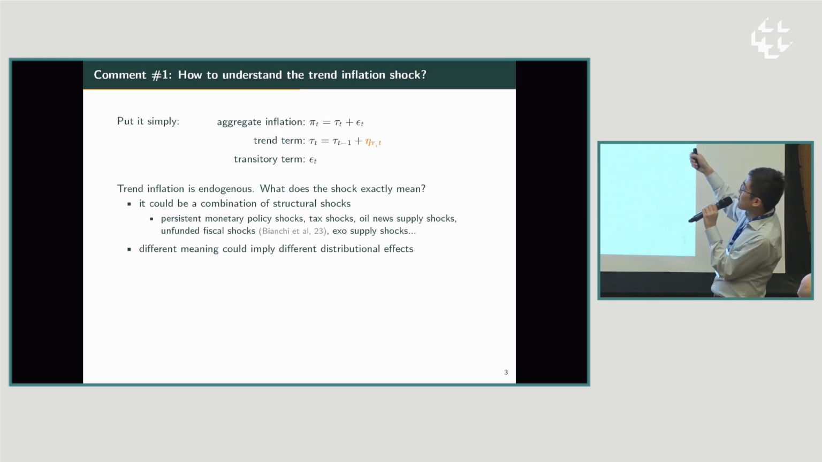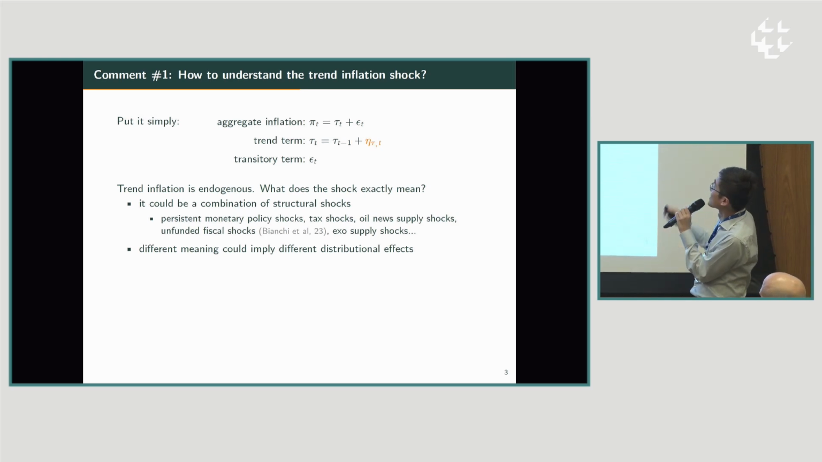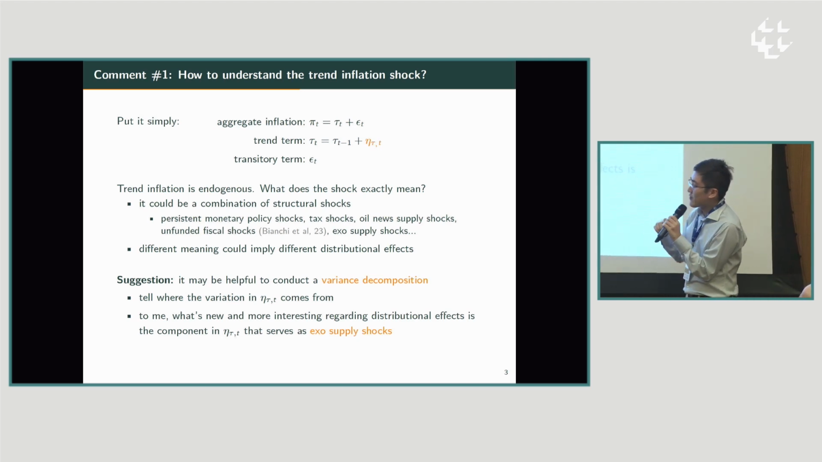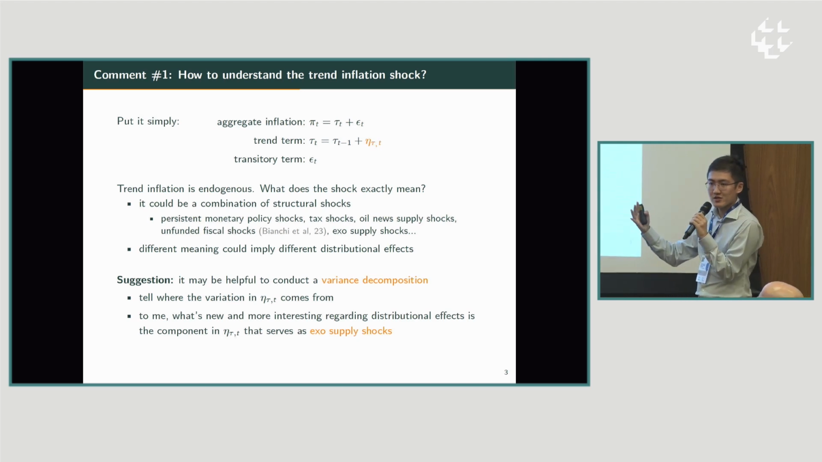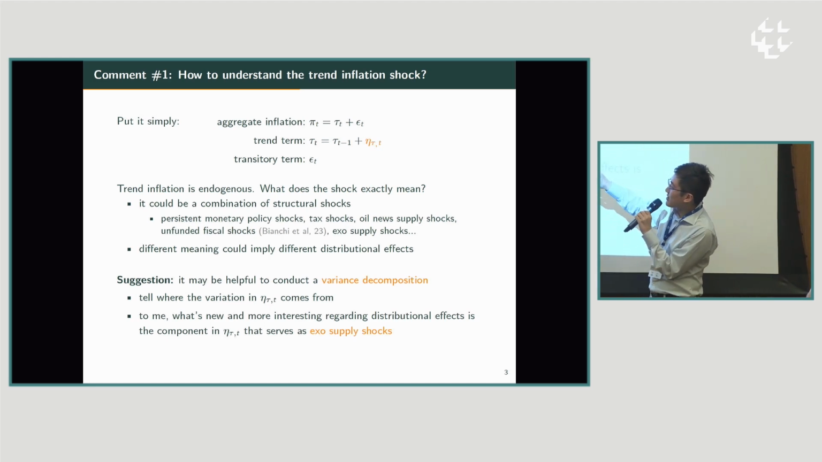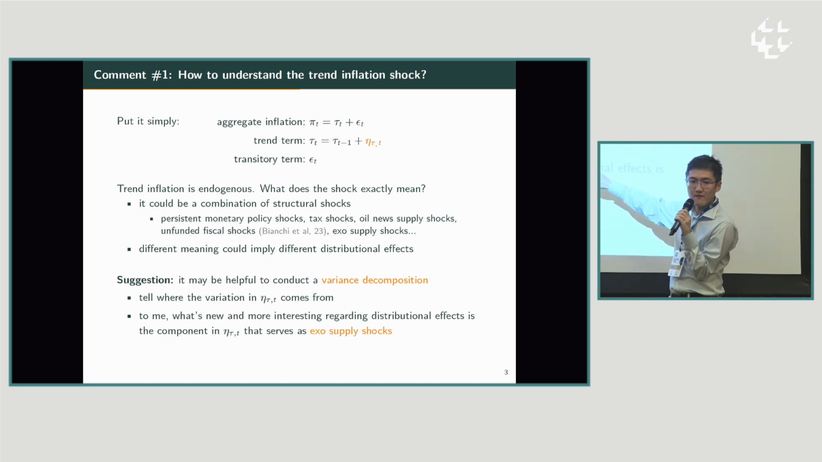Okay, so that's the reason why I think it's really important, at the first stage, to understand what exactly this shock means. So one suggestion would be, for example, to start with a variance decomposition rather than use instruments, and tell where exactly the variation in this trend inflation shock comes from.